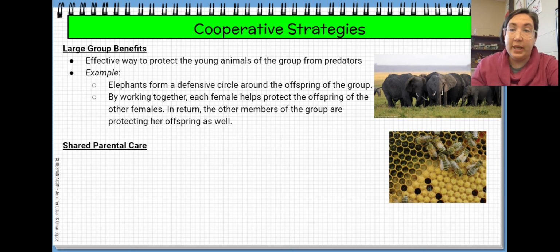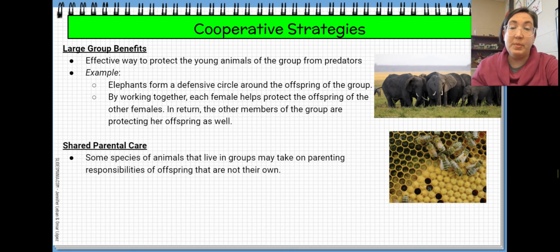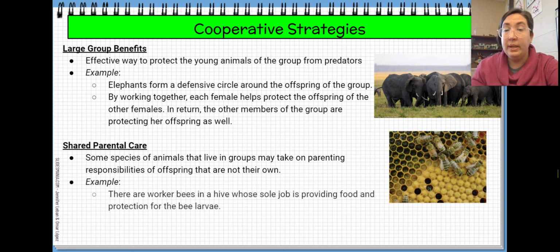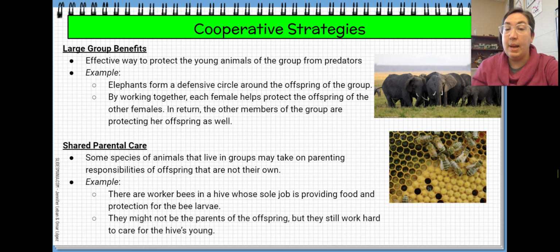Shared parental care. Some species of animals that live in groups may take on parenting responsibilities of offspring that are not their own. An example: worker bees in a beehive, whose sole job is providing food and protection for the bee larvae for the whole hive. They might not be the parents of the offspring, but they still work hard to care for the hive's young.